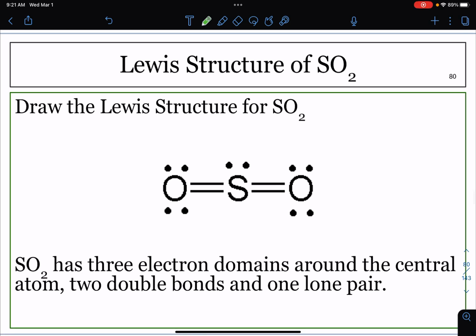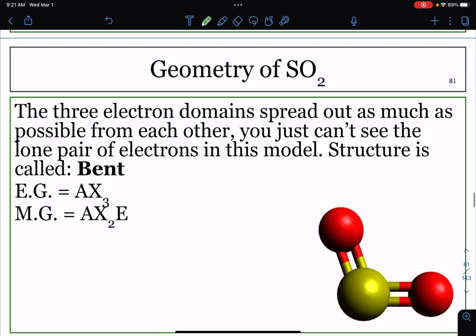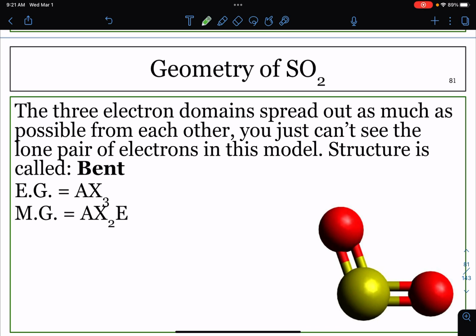So here's our structure. SO2 has 3 electron domains around the central atom. Each bonding pair, that is right there, is 1 electron domain. Here's a second electron domain, and the lone pair counts as a 3rd electron domain. So therefore, we have a trigonal planar electron geometry, because this would be AX3 for our electron geometry, but the molecular geometry takes into account the fact that there's only 2 attached atoms, and that lone pair, which is sitting right here on sulfur, is bending down the 2 attached double bonded oxygen atoms. And so it is no longer a linear structure, but this is why we call this a bent molecule. It looks like the molecule has been bent.